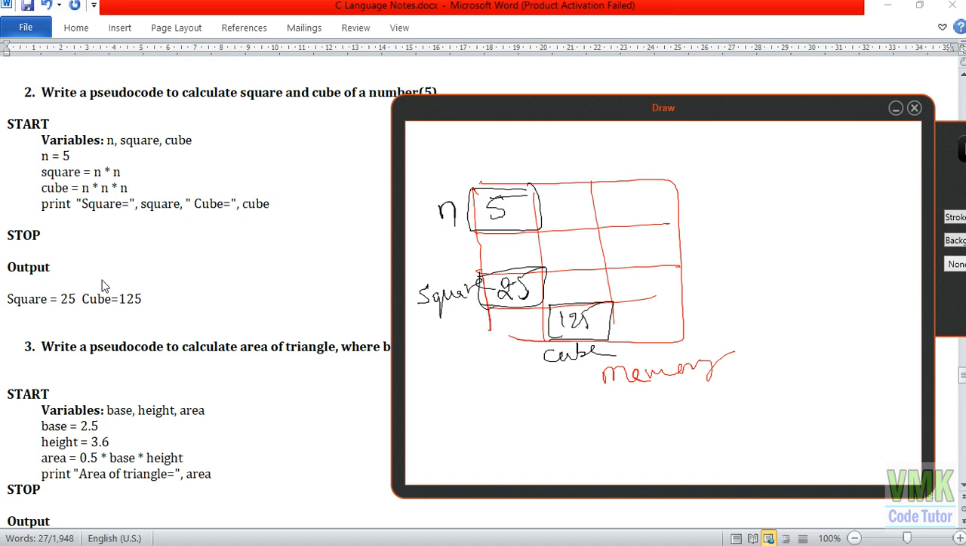And remember please, pseudocodes will not execute in the computer. We are just writing the answer of this particular pseudocode: what is the answer that you will get and what happens in the memory, so that it will be very useful when we write the programs later on. Okay, fine.